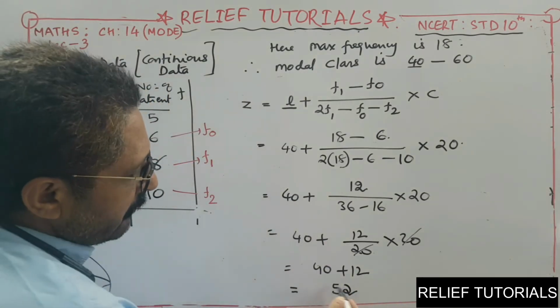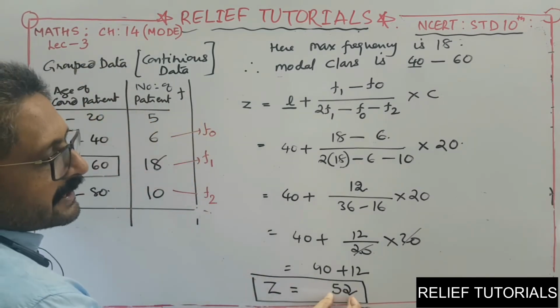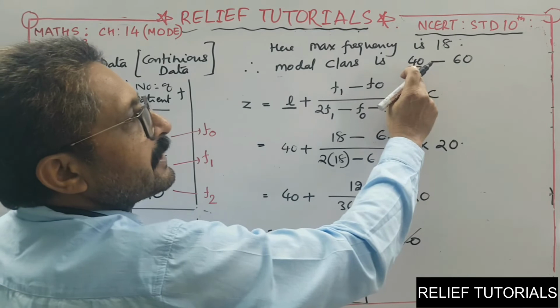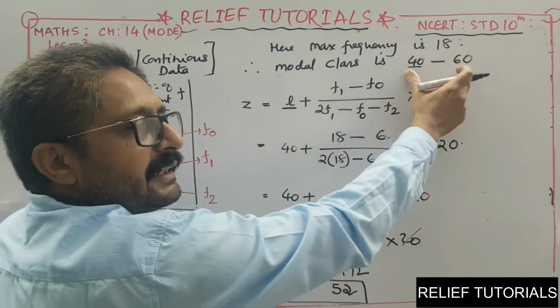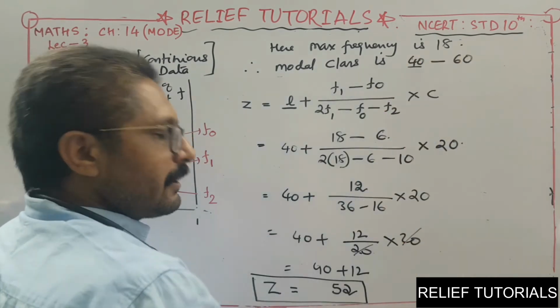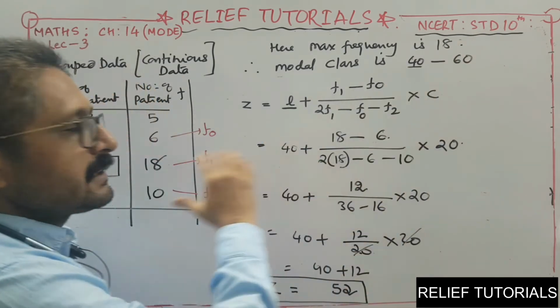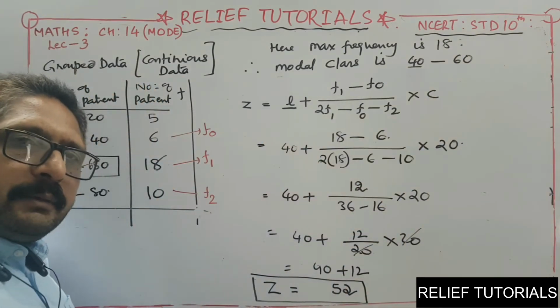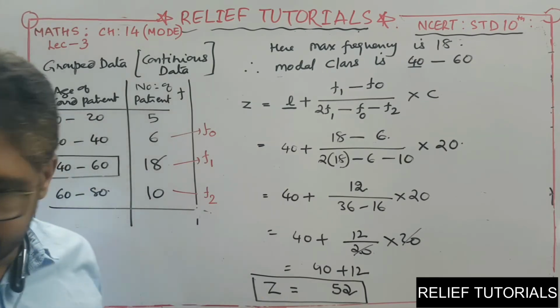See one thing. We got the value of the mode Z. Z is 52. Now it lies somewhere in between 40 to 60. As a result, the mode lies somewhere in this class, in between 40 to 60, so it is called the model class. The mode will always lie somewhere in the model class. Clear? This is how we find the mode for grouped data. We will see a few more problems related to this. Okay?